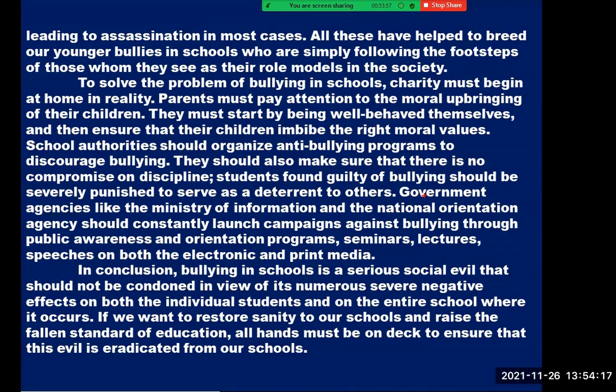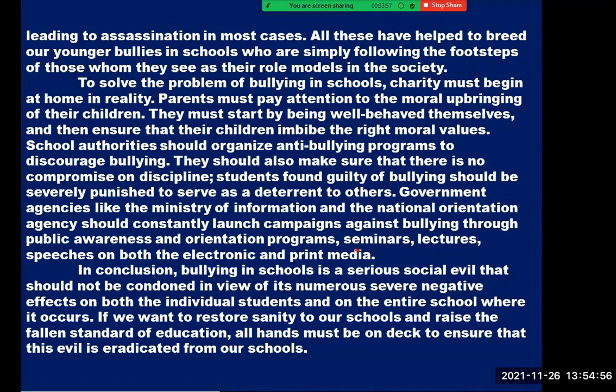Then you are now going to address the other problem that emanates from the larger society. The government is in a right position to do something about this. Then you say government agencies like the Ministry of Information and the National Orientation Agency should constantly launch campaigns against bullying through public awareness and orientation programs, seminars, lectures, speeches, if you like, on both the electronic and print media.